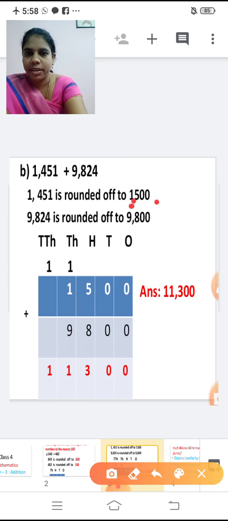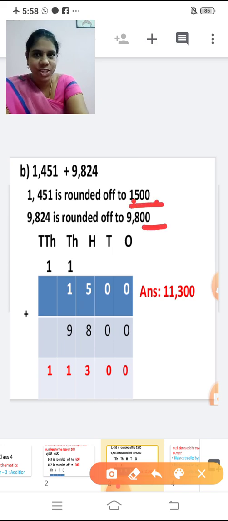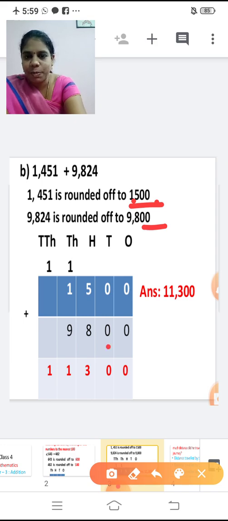1500 and 9800. Shall we add these two numbers? So first write the numbers in their exact places. 1500: 1 in the thousands place, 5 in the hundreds place, 0 in the tens place, 0 in the ones place. Now take the number 9800: 0 in the ones place, 0 in the tens place, 8 in the hundreds place, and 9 in the thousands place. 9800. Shall we add this now?